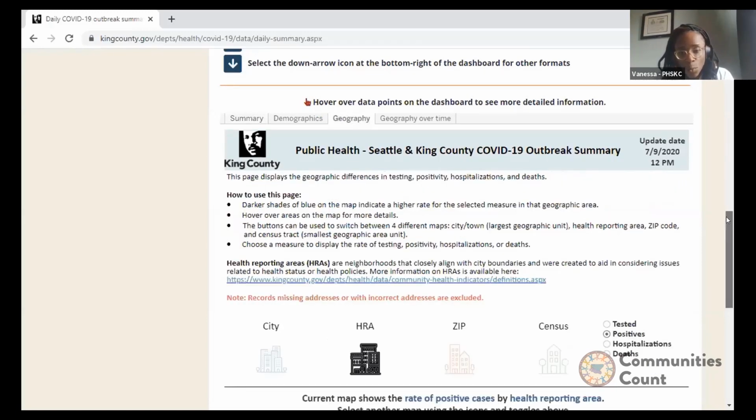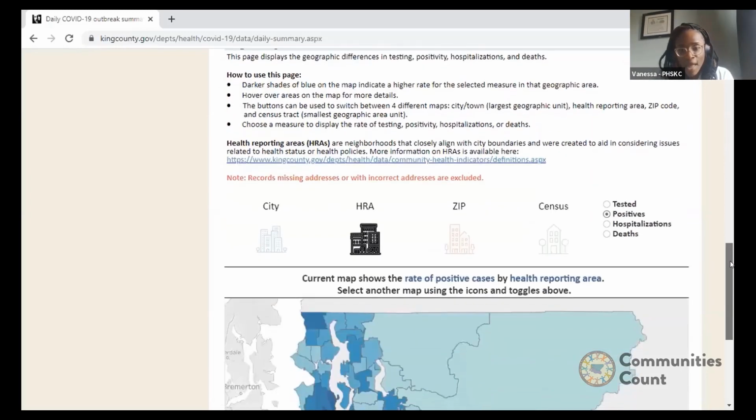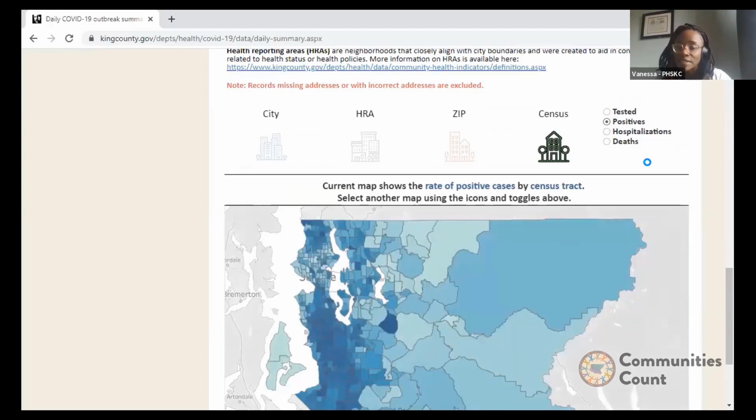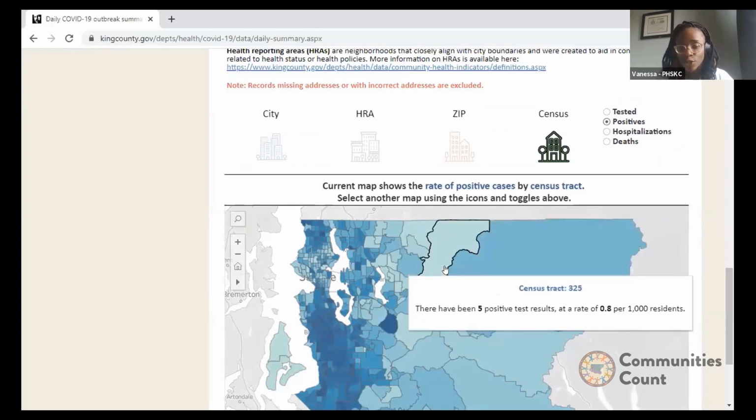And here, the wonderful ANI team, they have conceptualized geography in 4 different ways. So we have city, right? We have health reporting area, and that's something that is calculated within public health circles. We have zip code, so you can also look at it by zip code. And then we have census tract. So census tracts are smaller, and this is some of the information that is calculated by the census each year in terms of geography.